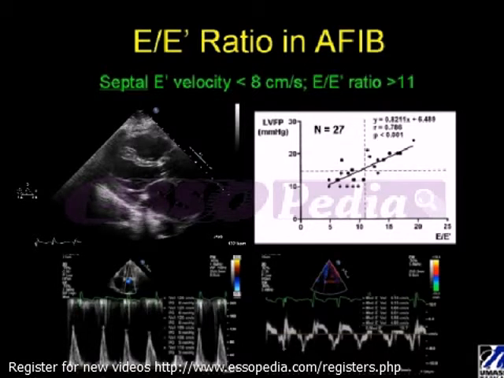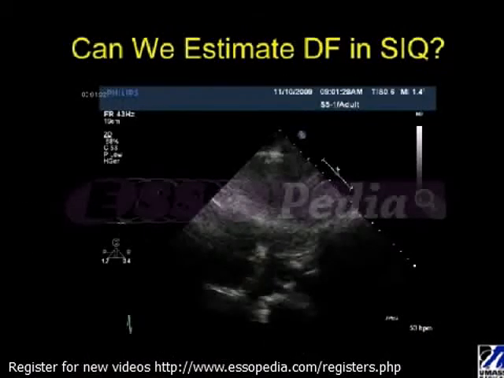What they found is that prolonged tau greater than 50 milliseconds could be predicted by an E prime velocity less than 8 centimeters per second with reasonable accuracy. And as you can see to the top right, the linear regression equation demonstrates that the E to E prime ratio showed a positive correlation with left ventricular filling pressures, and a ratio greater than 11 could predict elevated end diastolic pressure. So the answer is yes, we can estimate filling pressures with the use of the E to E prime ratio, but in my opinion, further cross-validation is needed.